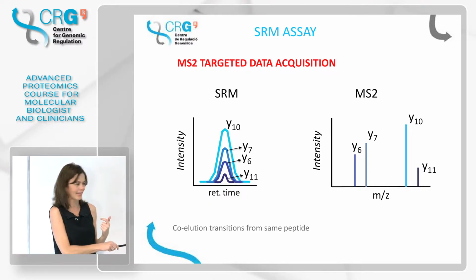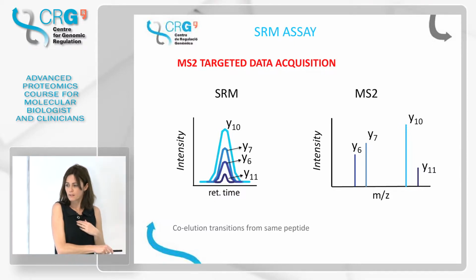But here we have time now. Because you have fixed your theta. Yes, because you want to see what is coeluting, because that means that this is coming from the same peptide. And the intensities correspond to the intensities that you have in an MS2 spectra.